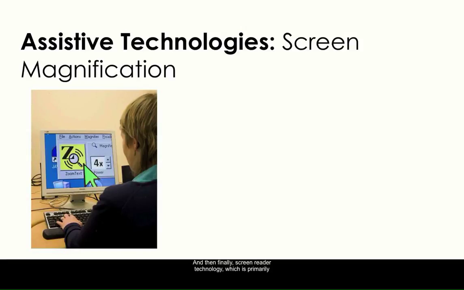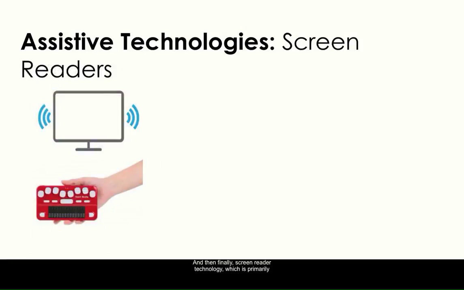And then finally, screen reader technology, which is primarily very important for people that are blind or have low vision to be able to interact in a non-visual way with the content on their computer screens. They do 2 types of things. There's speech synthesis, where there's an audio interface that communicates all of the visual elements and interface components on the screen. And then there's also Braille output.